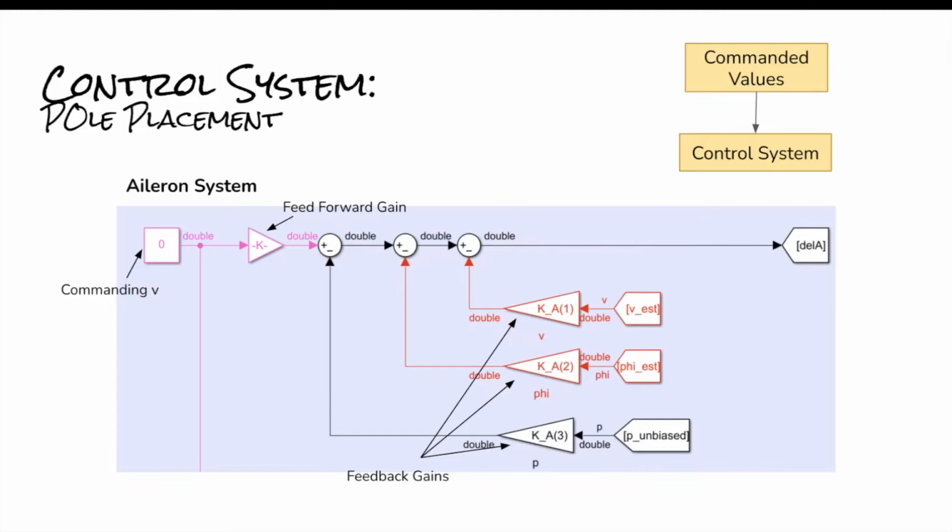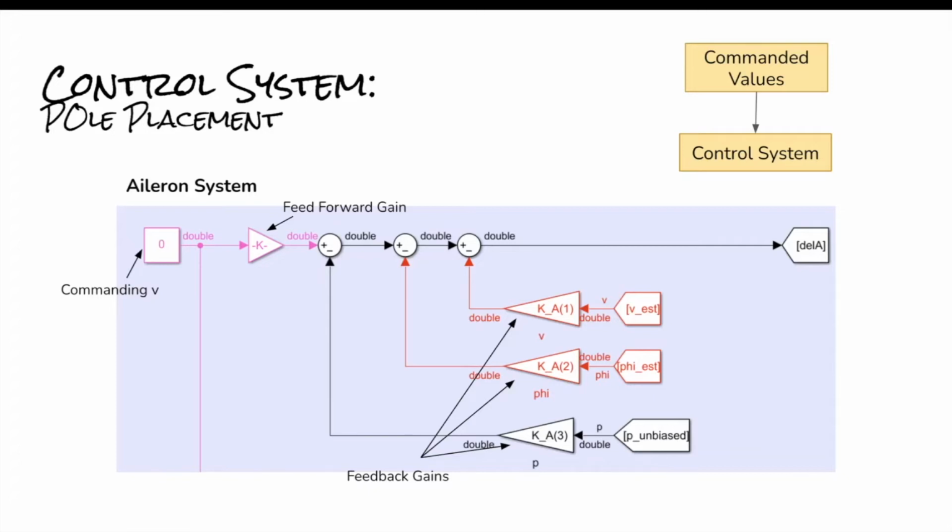So as you can see, we are feeding back our V estimate, our phi estimate, and our P unbiased estimate. We'll speak a little bit more about unbiased measurements later. But those are our three feedback systems for this aileron system, as we're talking about in this example. This was done for each of the systems: throttle, aileron, elevator, and rudder. So each estimate that gets put in has a feedback gain, and then our commanded value, which in this system we're commanding V, gets a feed forward gain. Each of those add or integrate into our actual value that goes back into the drone or via the mixer as our aileron.